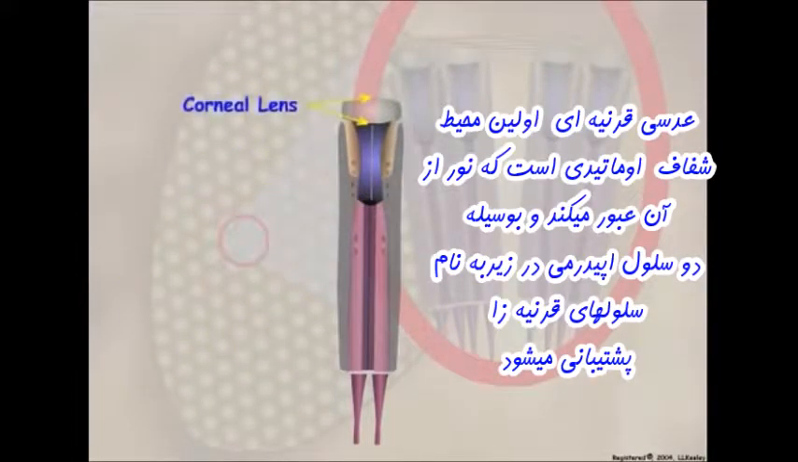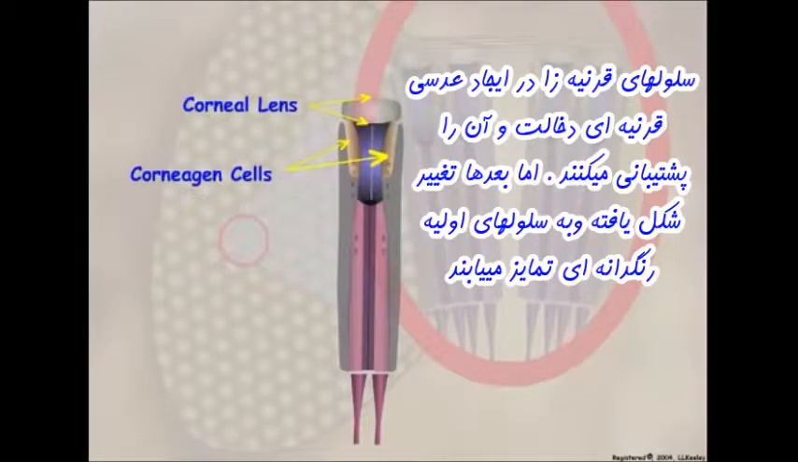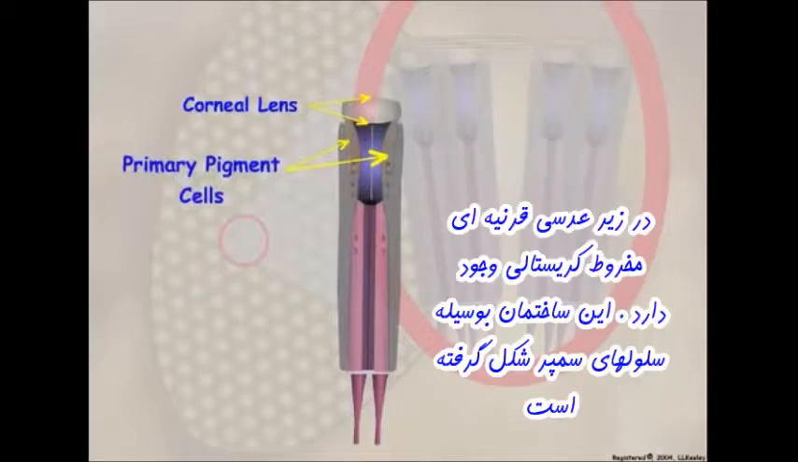The corneal lens is transparent cuticle that is secreted by two modified epidermal cells called corneogen cells. Corneogen cells secrete the corneal lens when new cuticle is formed at the time of the molt. The corneogen cells secrete the corneal lens, then later differentiate into the primary pigment cells.